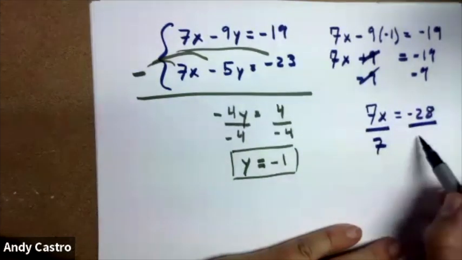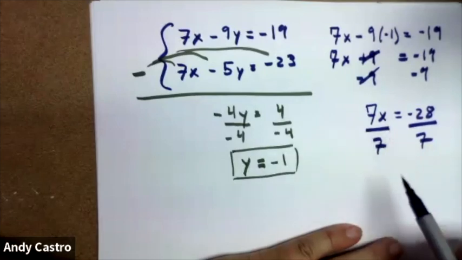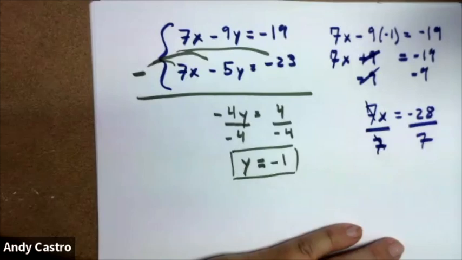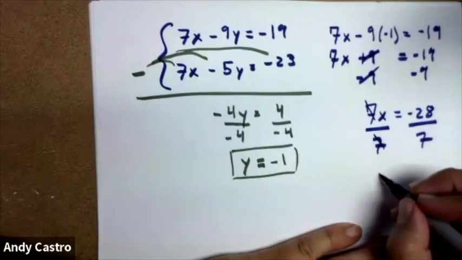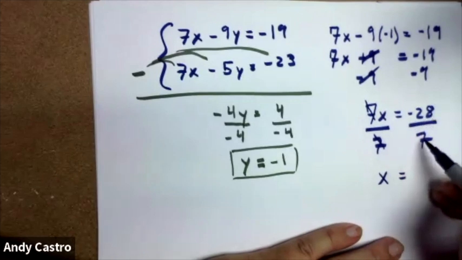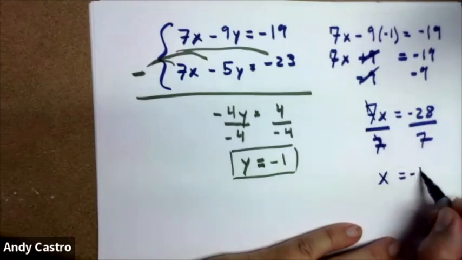Divide both sides of the equation by 7. That will get x by itself. 7 over 7 is 1. 1 times x is x. And then negative 28 divided by 7 is negative 4.